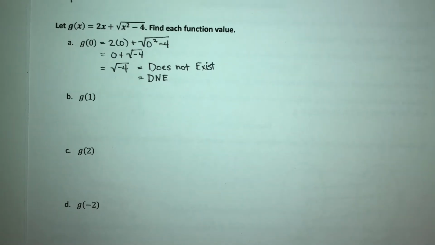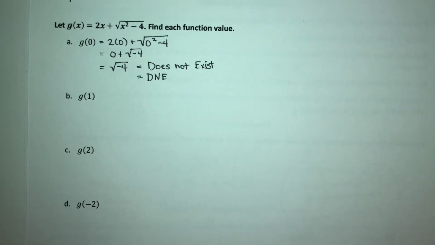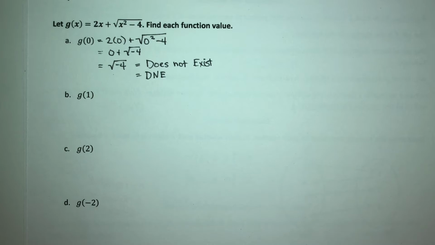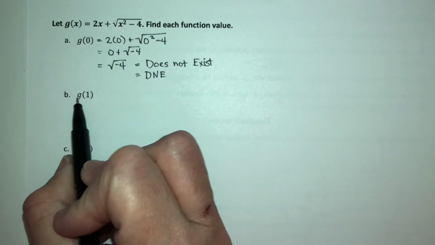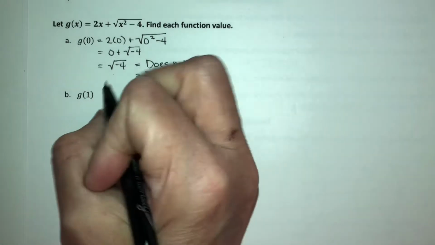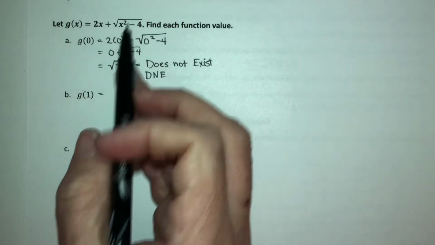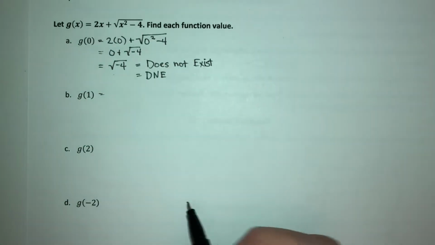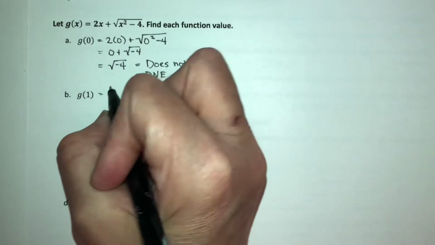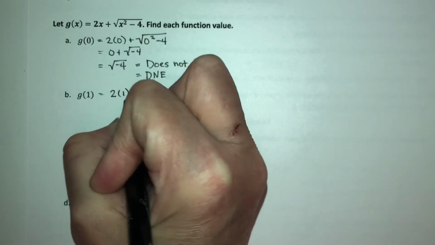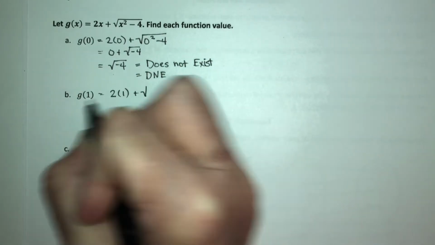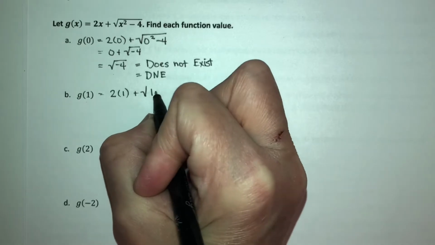When we're talking about functions, when we're going to be talking about graphs and domain and range and everything, we generally ignore imaginary solutions. And you're going to do that for a lot of calculus. Not all of it, just a good chunk of it. Okay? So now let's figure g of 1. So I'm going to take the value of 1 and I'm going to plug it in everywhere here. So I have 2 times 1 plus the square root of 1 squared, which is 1 minus 4.